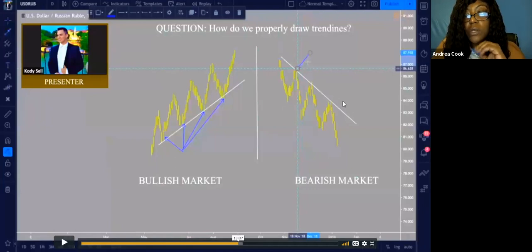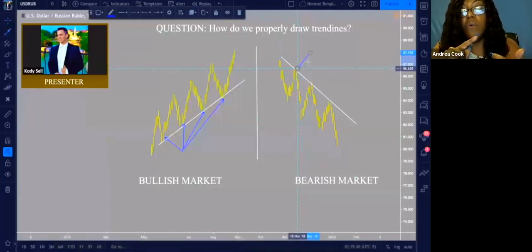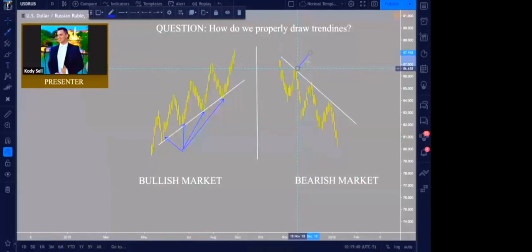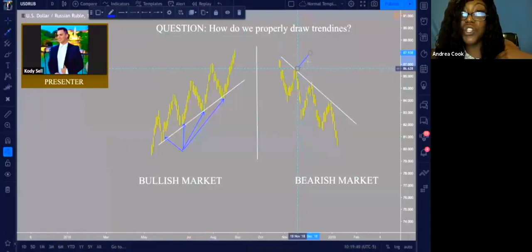This right here helps you determine what type of market it is, if it's a buyer's market or a seller's market. So you'll know what type of trade to take. It will also help you know when the market has changed.